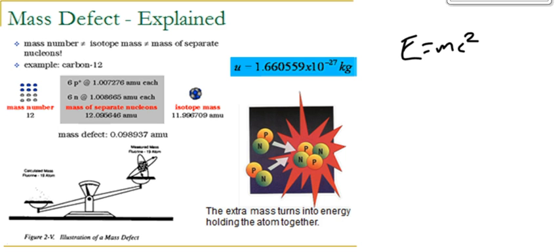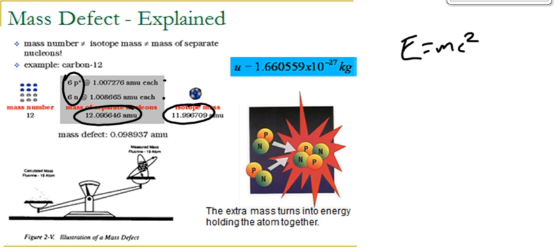So for instance, if you look over here, here's carbon. You see that carbon has 6 protons and 6 neutrons. Here's the mass of each. Remember, neutrons are a little bit heavier. So if we add them up, 6 of these and 6 of these, we get 12.096646. However, when we actually weigh this thing, we end up getting 11.996709 with a difference of 0.098937 AMU.